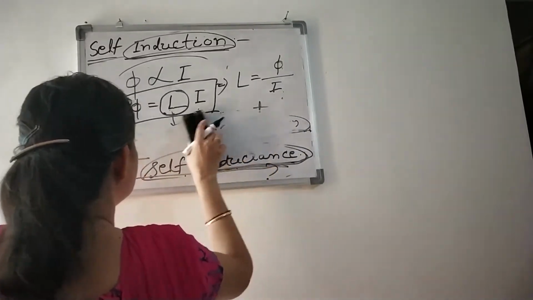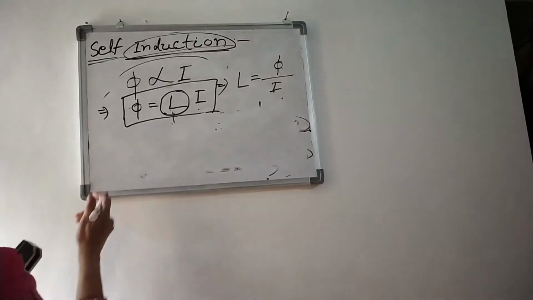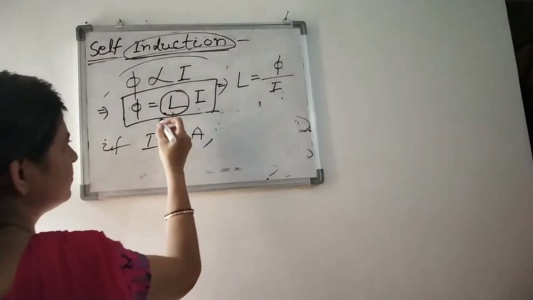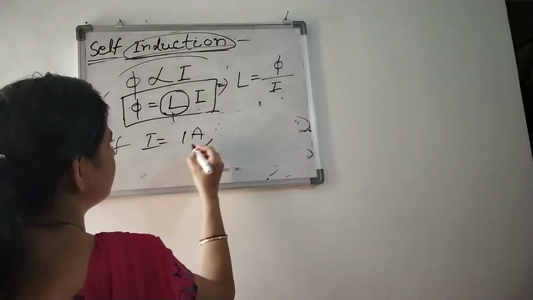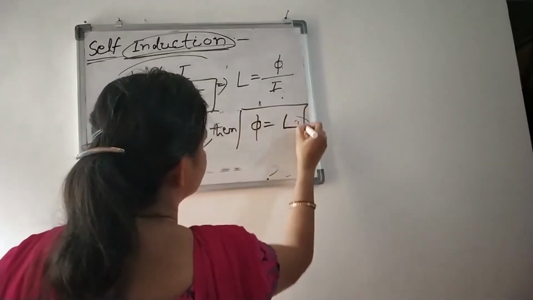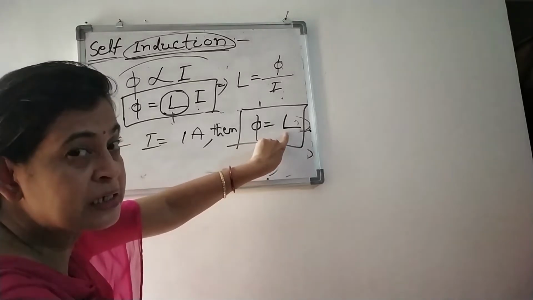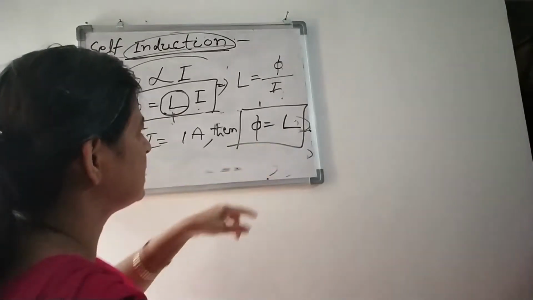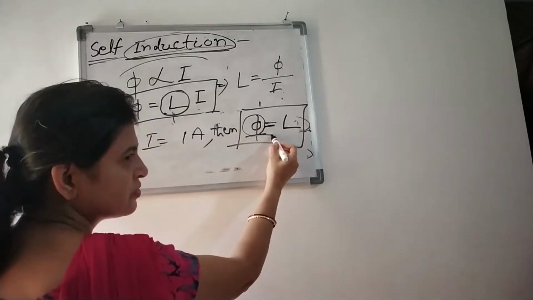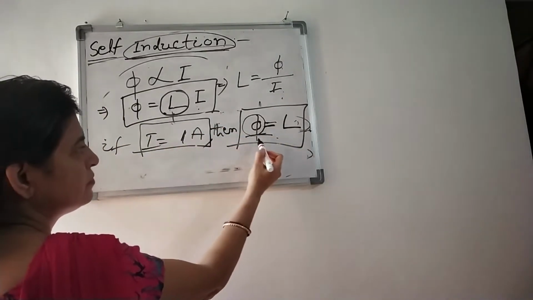So, if unit current is passing through the circuit, that means if I is equal to 1 ampere, then phi is equal to L. Now, from this relation, you can define self-inductance. So, self-inductance is numerically equal to the magnetic flux when unit current is passing through the coil.